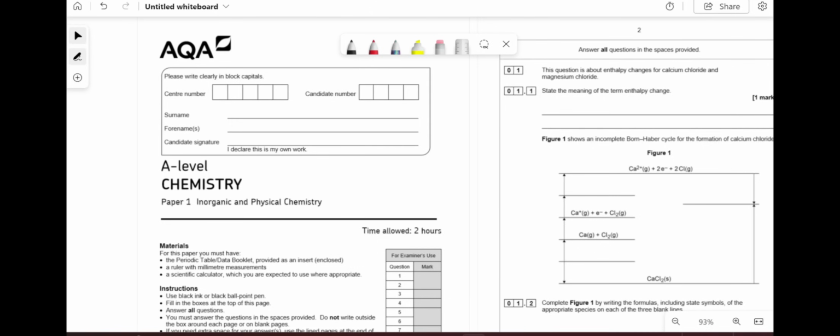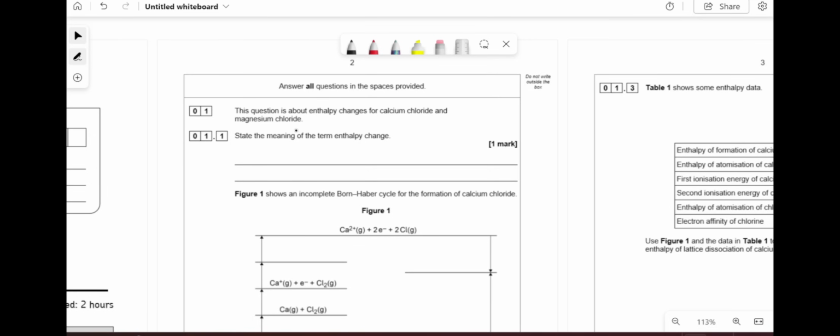Hello and welcome back to another episode of the A-Level Cookbook. Today we're going to be doing paper 1 from A-Level Chemistry in June 2021. This question is about enthalpy changes for calcium chloride and magnesium chloride. State the meaning of the term enthalpy change.